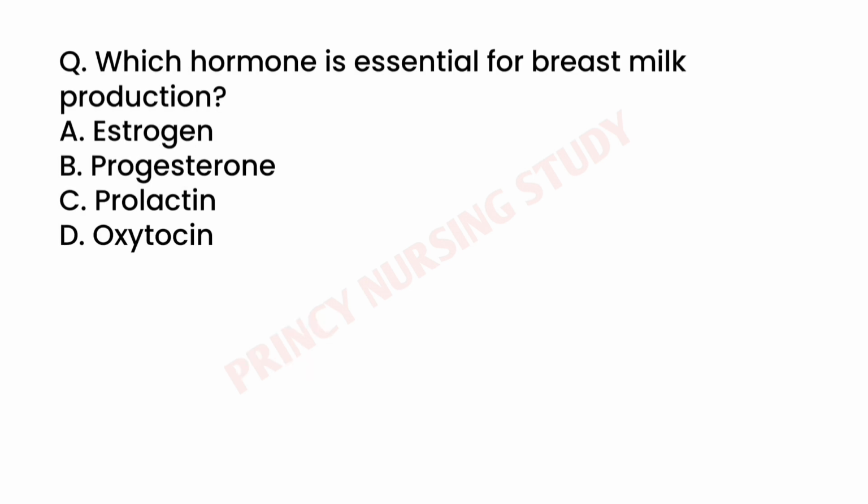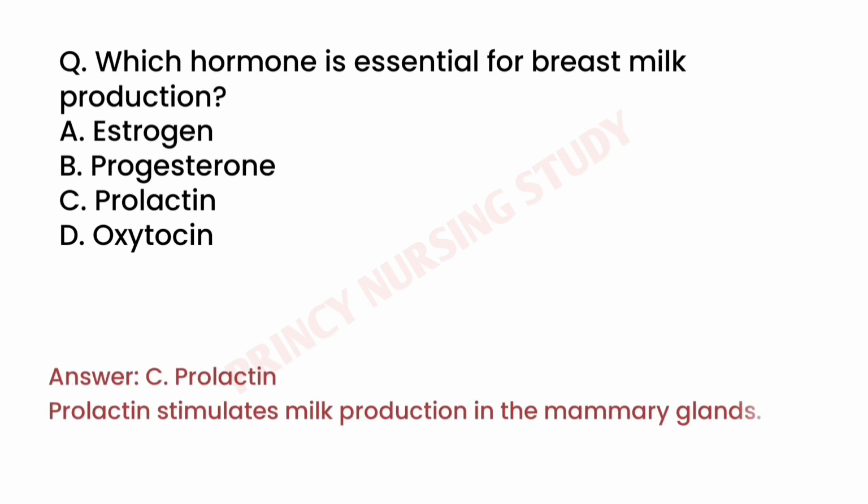Next question. Which hormone is essential for breast milk production? Correct answer is C. Prolactin. Prolactin stimulates milk production in the mammary glands.